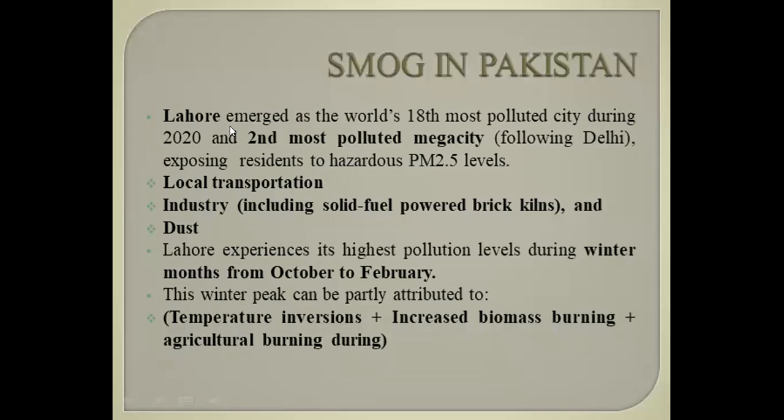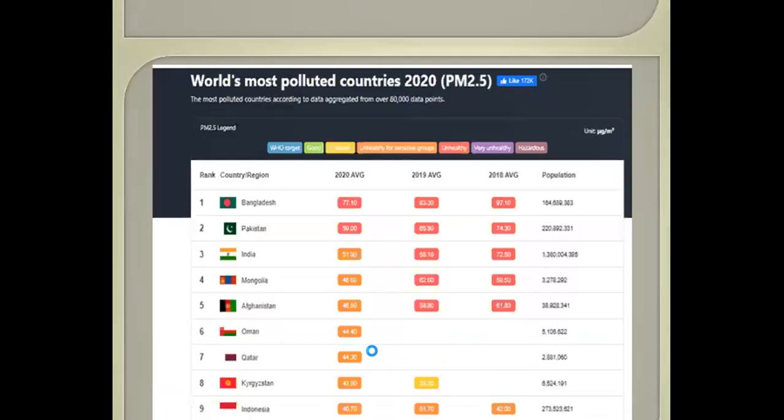Smog in Pakistan. Lahore emerged as the world's 18th most polluted city during 2020 and the second most polluted megacity following Delhi, exposing residents to hazardous PM 2.5 levels. This is due to local transportation and industries, including solid fuel powered brick kilns, and dust. Lahore experienced its highest pollution levels during the winter months from October to February. This winter peak can be partly attributed to temperature inversions, increased biomass burning, and agricultural burning during winter.